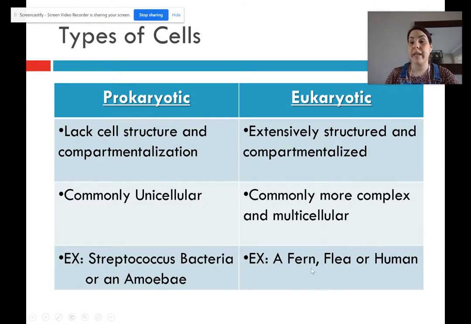So things like plants, like a fern, insects, or humans, or any other animal, we would all be made of eukaryotic cells. Okay, we have cells that are highly compartmentalized and specialized and structured, and we often are multicellular organisms. There are some examples of prokaryotic organisms that are multicellular or eukaryotic organisms that are unicellular, but most often they follow these rules.